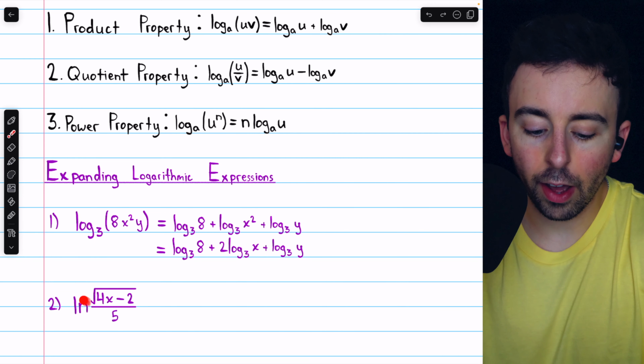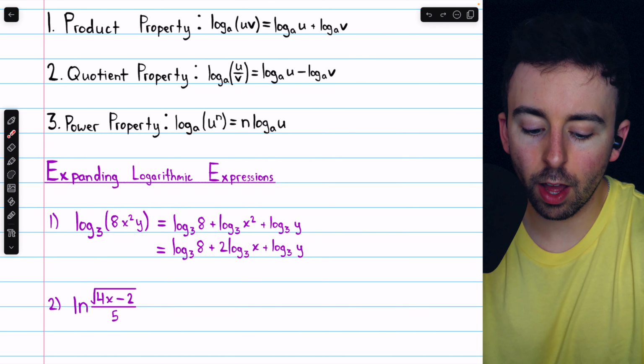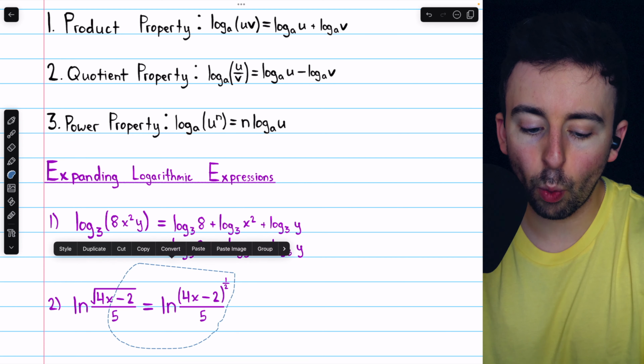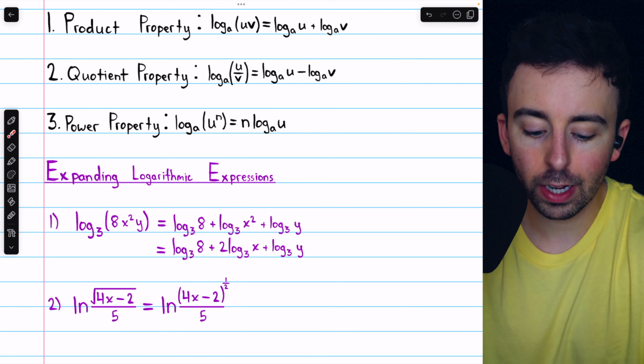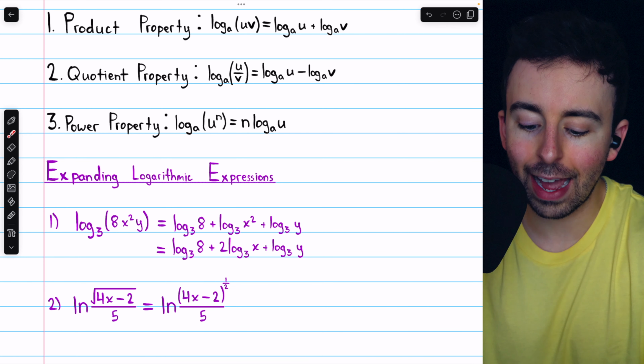Here's a natural log expression. That's a logarithm with base e. We have the natural log of the square root of 4x minus 2 divided by 5. The first thing we might want to do is rewrite that square root as a rational power. The square root is the same as a power of 1/2. So now we have the natural log of this divided by this.